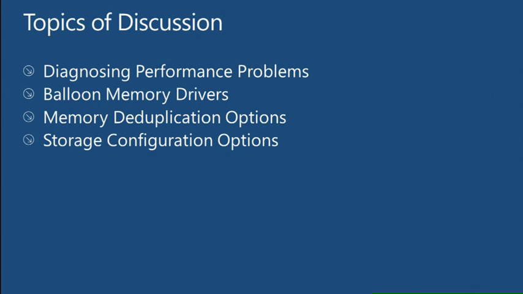We're going to talk about the balloon memory driver and memory configuration settings in general and how you want to have those set in a virtual machine to make sure that not only your virtual SQL server's got good performance, but your entire environment has good performance overall. We're going to look at the memory deduplication options that are going to be available in Hyper-V and VMware. And we're going to look at some of the storage configuration options and how you may want to configure your storage in a virtual machine in order to help you get maximum performance out of your virtual machine.